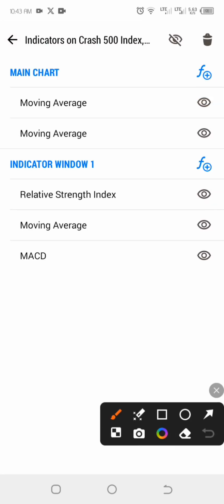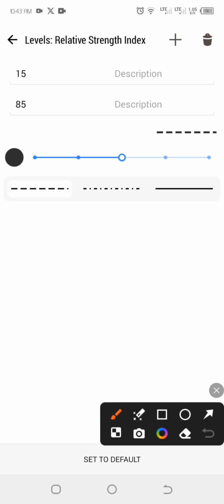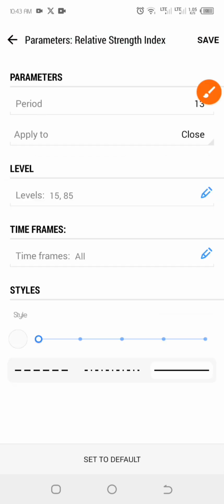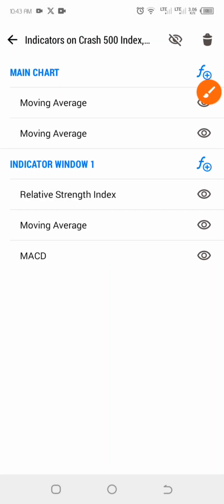Now the next indicator, which is the RSI. How do you add this? You click on this F icon at the top, search for RSI and click on it. Now what's important here on the RSI is the levels. We need the 8, 15 and the 12 levels using the color of your choice. Go back and make sure your style for the RSI is a background color. Then click on save. Then you have your RSI in your chart.